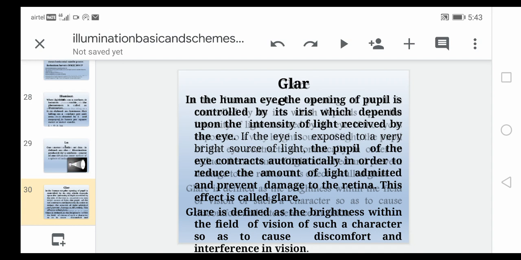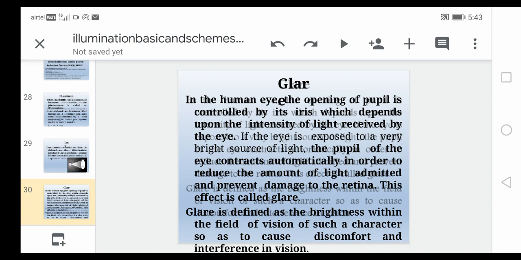In the human eye, the opening of the pupil is controlled by its iris, which depends upon the intensity of light received by the eye. If the eye is exposed to a very bright source of light, bright source means you are having a very 1000 candle power lamp, the pupil of the eye contracts automatically in order to reduce the amount of light admitted and prevent damage to the retina. This effect is called glare.